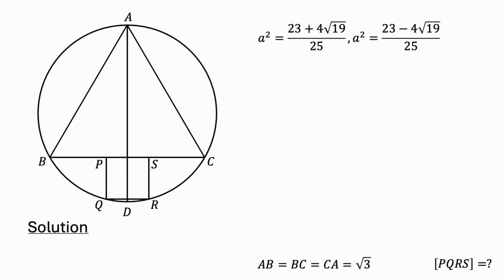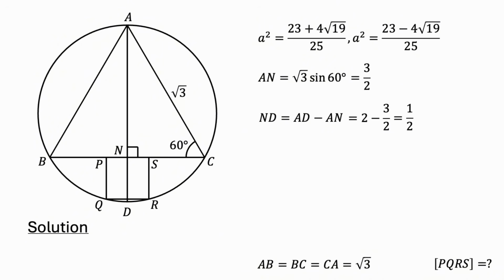Construct diameter AD and label the intersection of AD and BC as N. Since angle ANC equals 90 degrees, angle NCA equals 60 degrees, and the length of AC equals square root 3 units, then AN equals square root 3 sine 60 degrees, which equals 3 over 2 units. ND, which is given by AD minus AN, thus equals 2 minus 3 over 2, or 1 over 2 units. Since PQ is less than ND, we have a less than half, and so a squared less than 1 over 4.